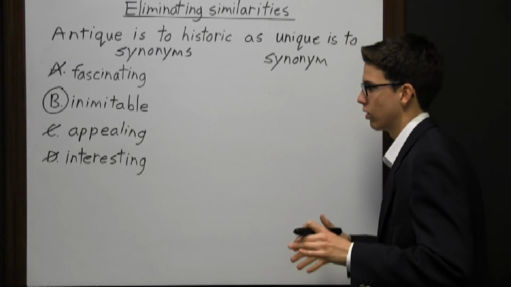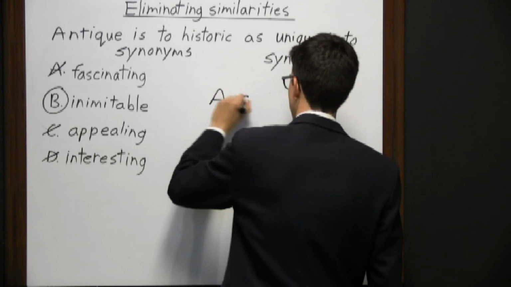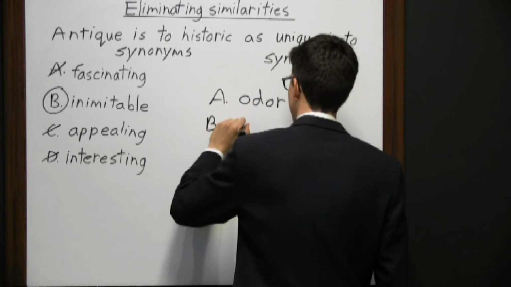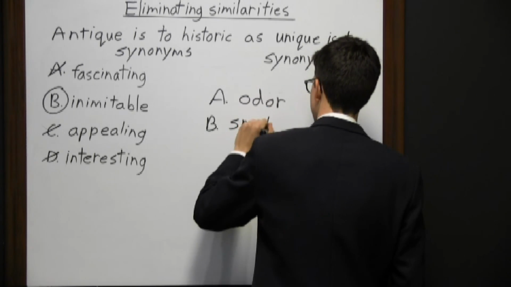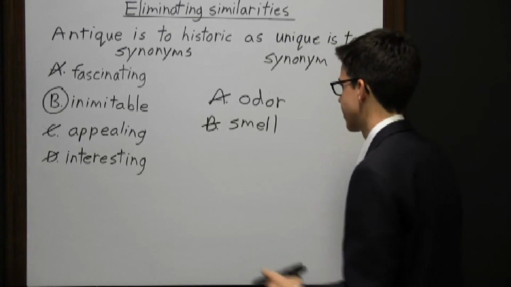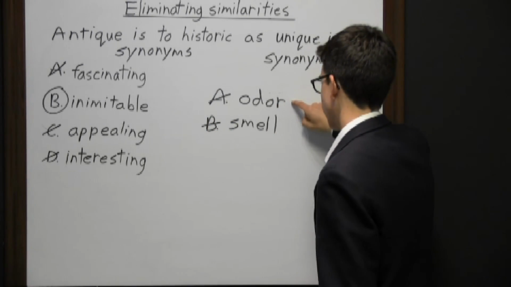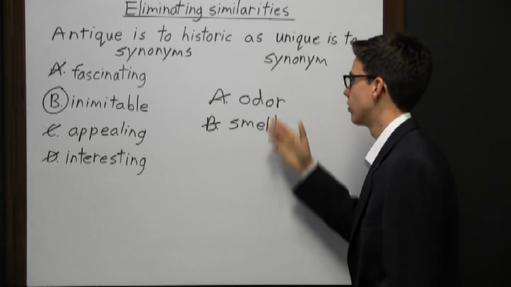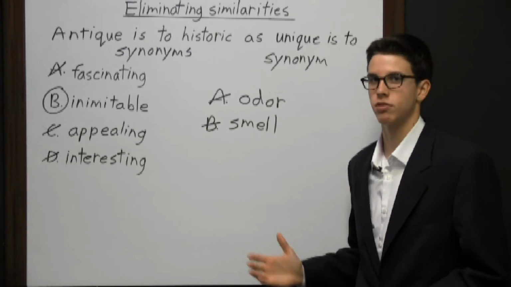So always be looking for similar words. Like if one of your answer choices was odor, and then answer choice B was smell, then you could automatically cross these two answer choices off because they mean the same thing. There can only be one correct answer, and so if odor was the correct answer, that would mean that smell also had to be the correct answer, and that can't happen. So we can automatically cross off similar meaning words in these types of questions.